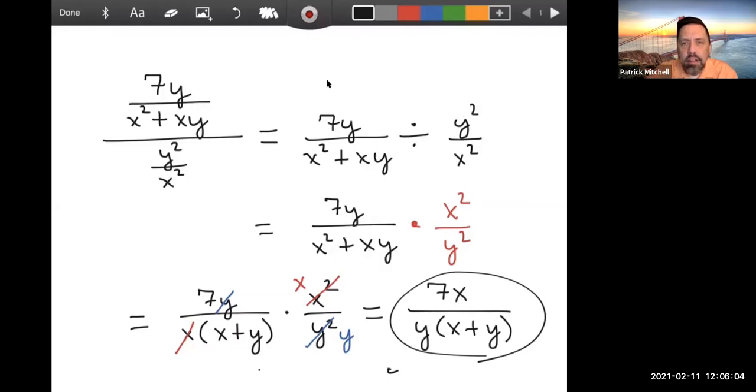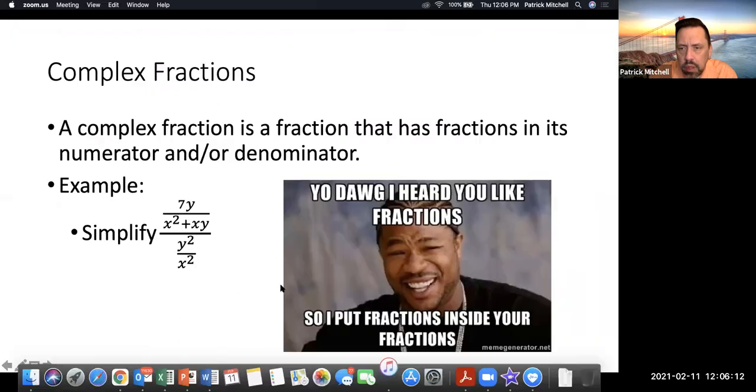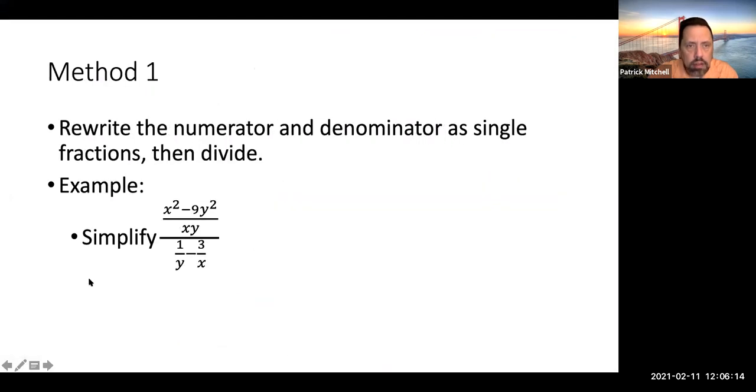All right, so let's go back to the presentation, start talking about methods 1 and 2. All right, so method 1 is to rewrite the numerator and denominator as single fractions, then divide. And here is our example. Well, let's switch over to the tablet and then we can talk about what we're going to do.